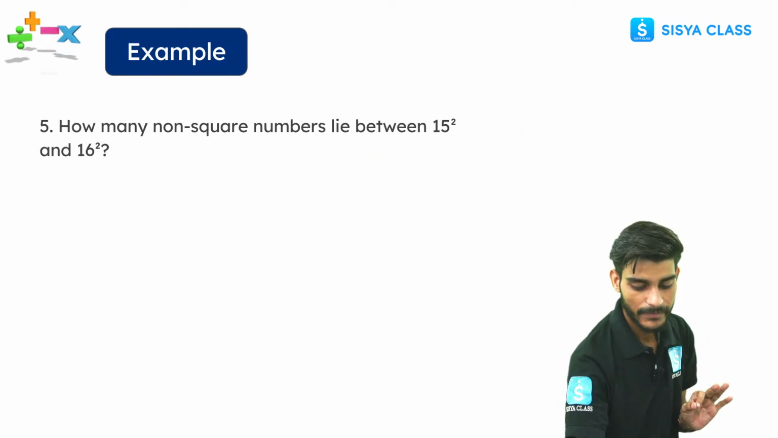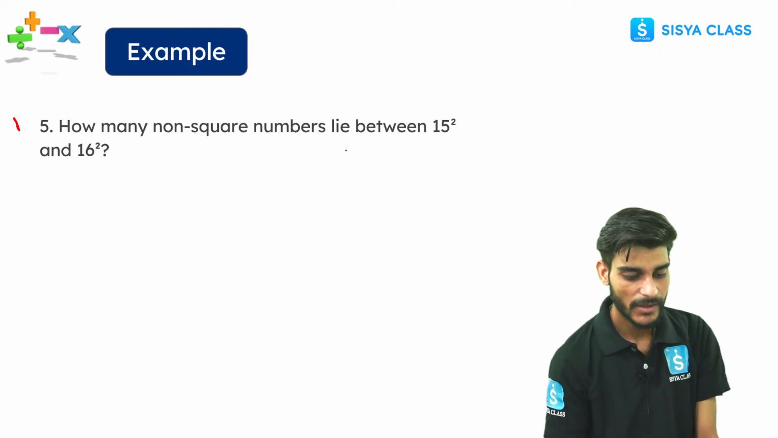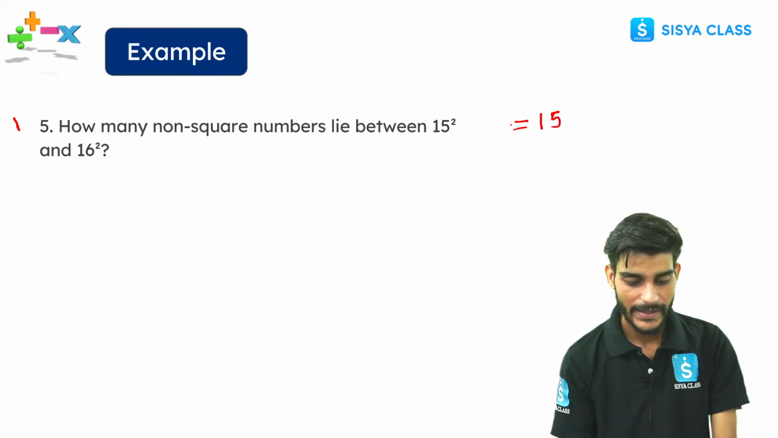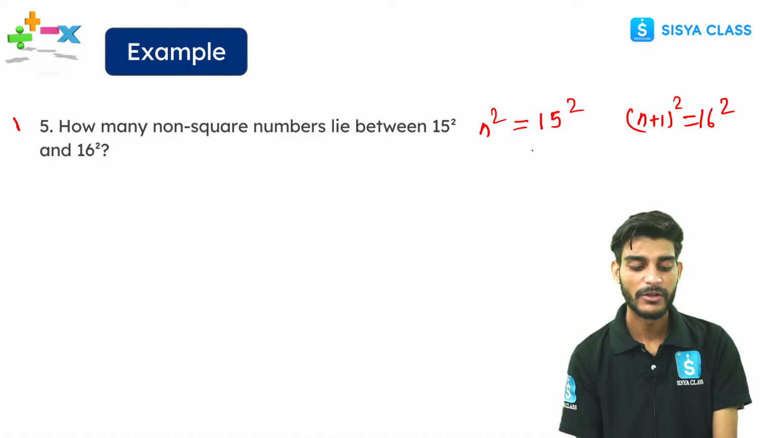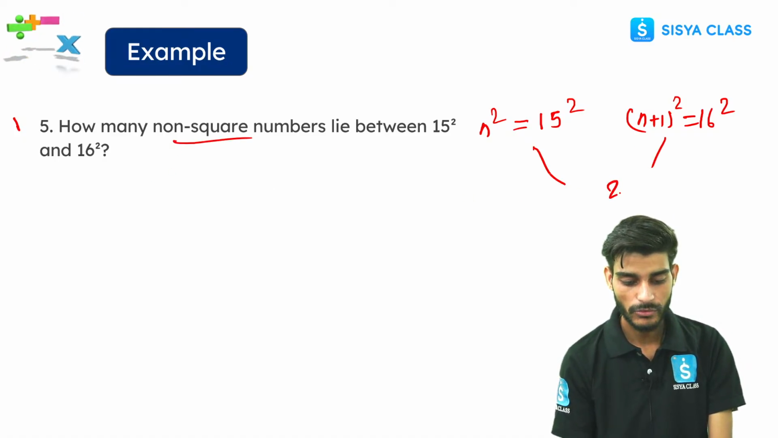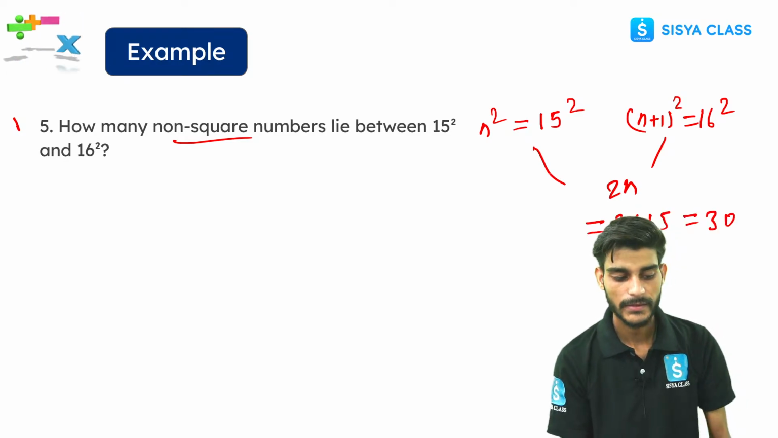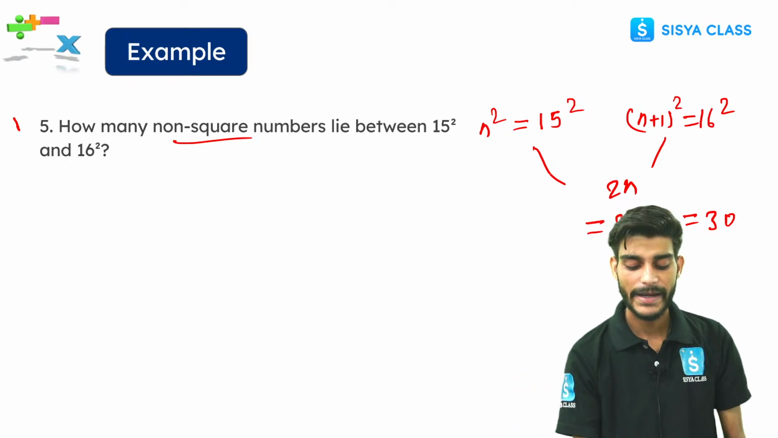Question number 5. This is how you can do it. How many square numbers lie between 15 square and 16 square? 15 square, this is n square, right? 16 square, this is n plus 1 square, right? So direct formula we have, between n square and n plus 1 square, how many total non-square numbers? 2n. So it is 2 into 15, that is 30. So we have 30 non-square numbers between 15 square and 16 square.